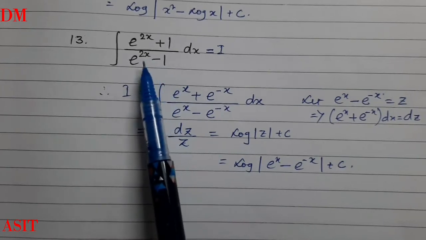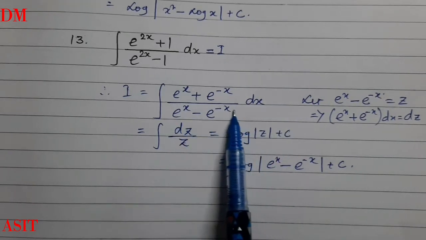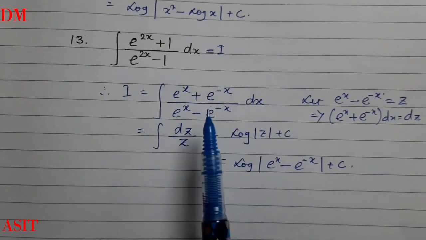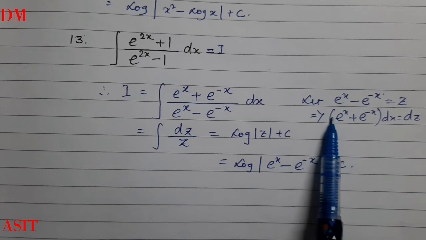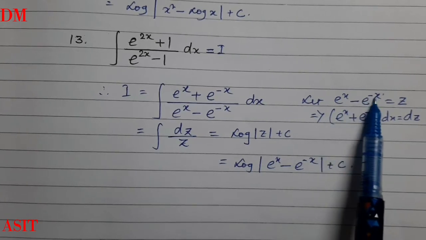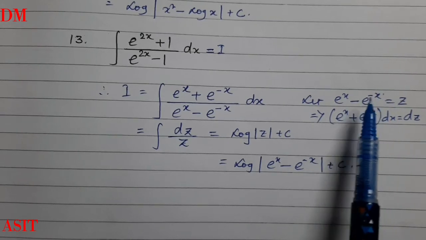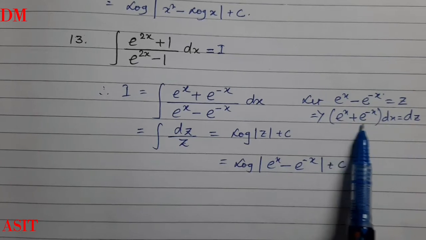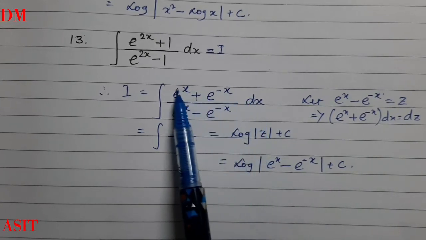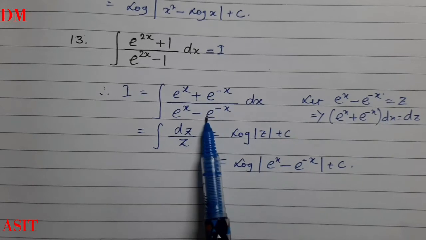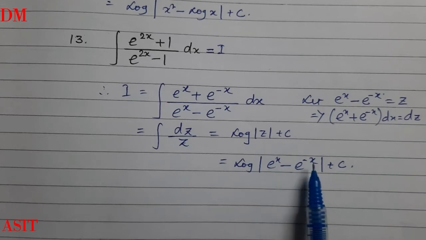Same thing, in the denominator, e to the power x minus e to the power minus x dx. Now if I consider this as z and differentiate, it will be e to the power x, as the differentiation of e to the power x is e to the power x, minus the differentiation of e to the power minus x, which is e to the power minus x into minus 1, because a minus is there. So therefore minus minus becomes plus e to the power minus x into dx. So this into dx will become dz. So therefore it will be dz by z. So dz by z is simply log mod z, log of e to the power x minus e to the power minus x plus c.